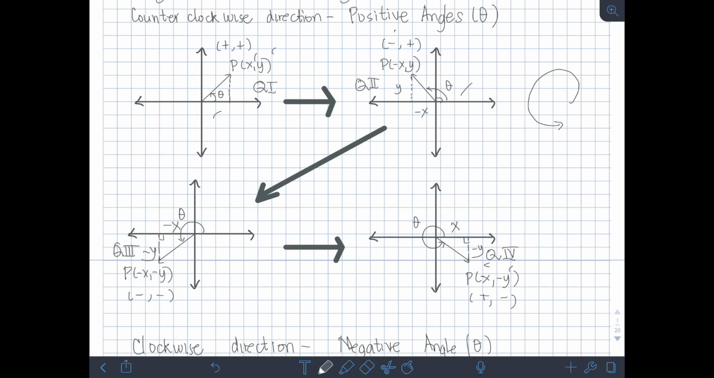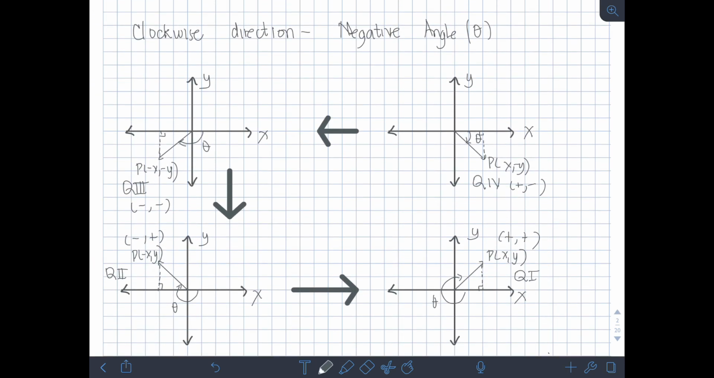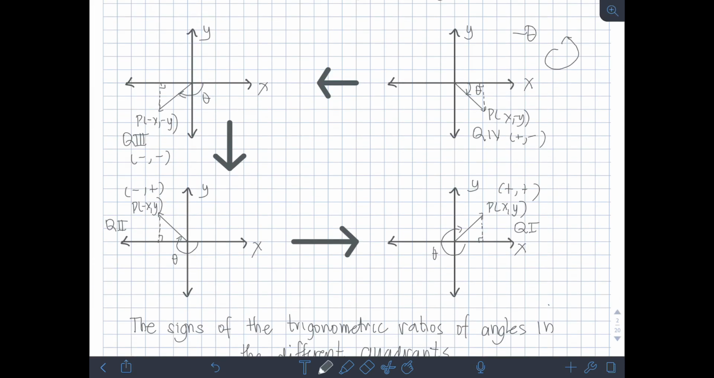So, kapag counterclockwise, positive theta. Ngayon, meron din tayong clockwise direction. This time, magkakaroon tayo ng negative angle. So, kapag clockwise, negative theta. So, kanina, positive theta. Okay? So, ganun pa rin, magsisimula lang tayong umikot dito sa quadrant 4. Kasi clockwise, di ba? This time, yung coordinate natin, kapag negative yung theta natin, ganun pa rin. As long as kung saan ma-terminate yung point natin, susunod pa rin natin yung sign conventions for the coordinates sa bawat quadrant.